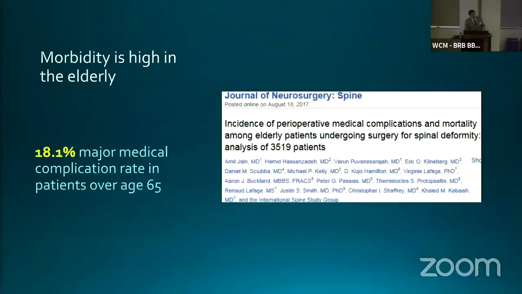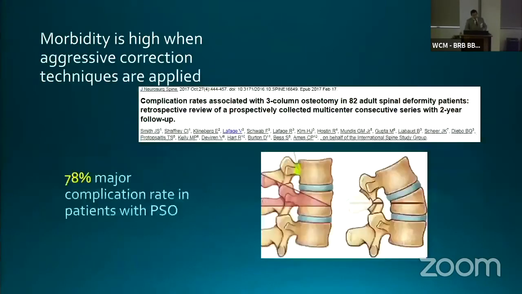However, morbidity remains high with a significant complication rate to open procedures. These are retrospective analyses of prospective data, so these are probably underreported, but we're talking a 20% major complication rate at least in patients over 65. And when we're doing big osteotomies, it's 80%, but effectively probably a 100% complication rate. So these are significant complications and significant operations to put people through.